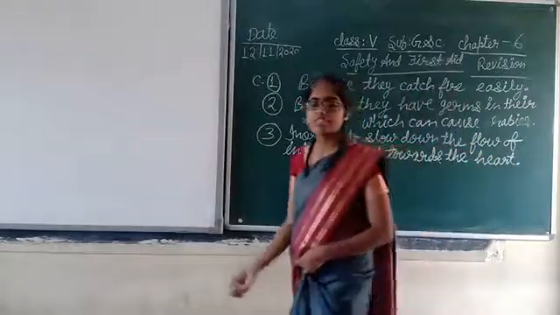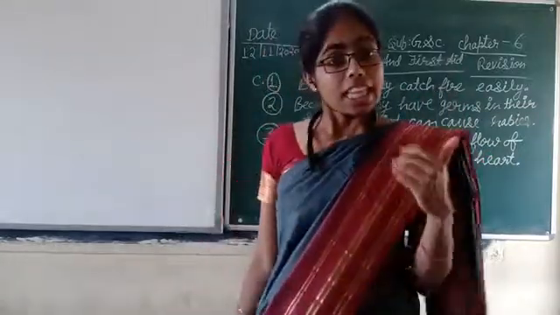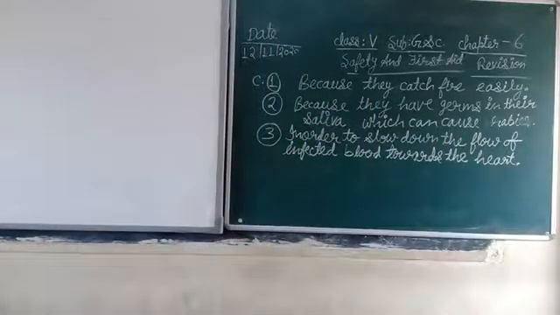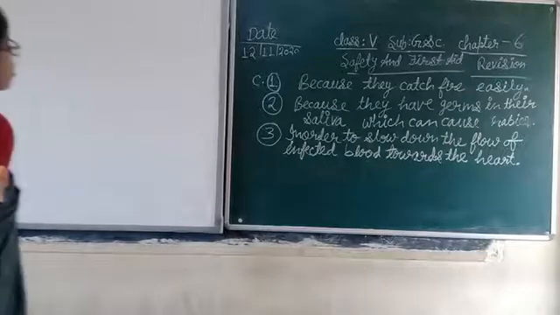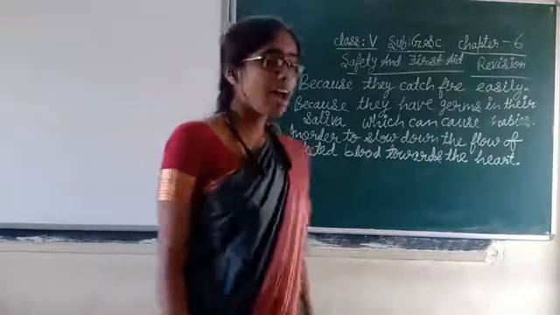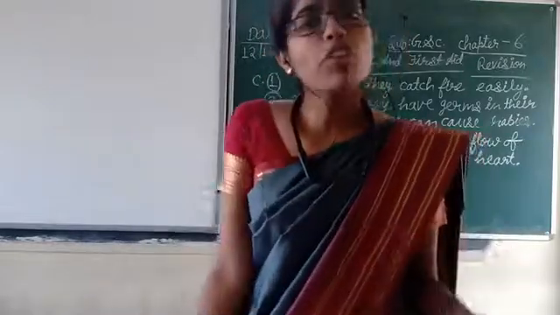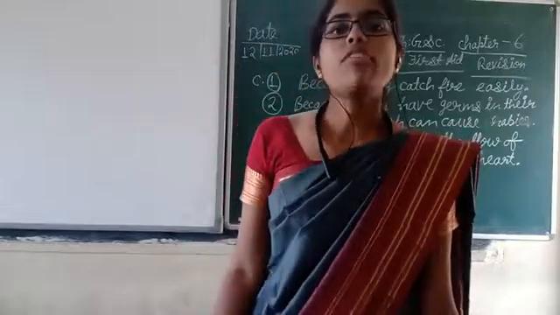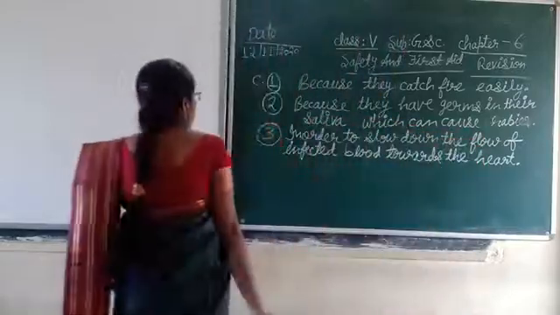What is the meaning of this infected blood here? The blood which is infected due to the poison of the snake. So, why is the bandage tied tightly above the snake bite at once? In order to slow down the flow of infected blood towards the heart. What is the answer, my dear students? Please read along with me. In order to slow down the flow of infected blood towards the heart.